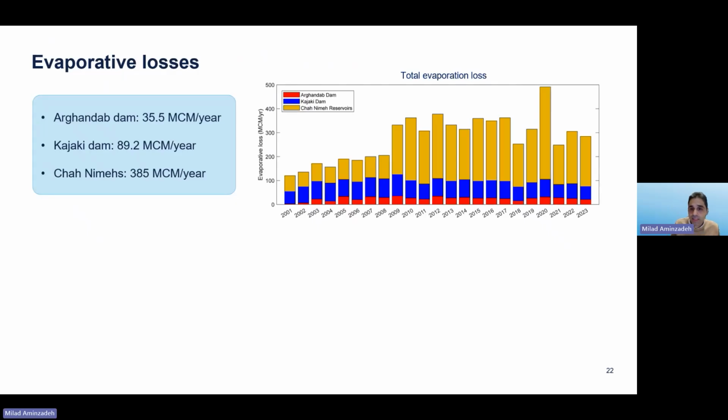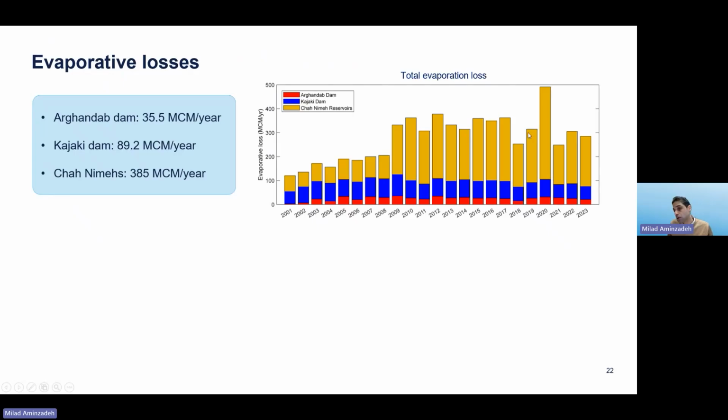So we used satellite remote sensing data to first identify the extent of these water bodies. Each year, we looked into the dynamic of the water storage within each water body. And then we calculated evaporative losses from them from 2001 to 2023. Here you see the results of our calculated evaporative losses from the main storage infrastructures. I mean, on the Afghanistan side, Arghandab and Kajaki, and in Iran, the four Chahni reservoirs.